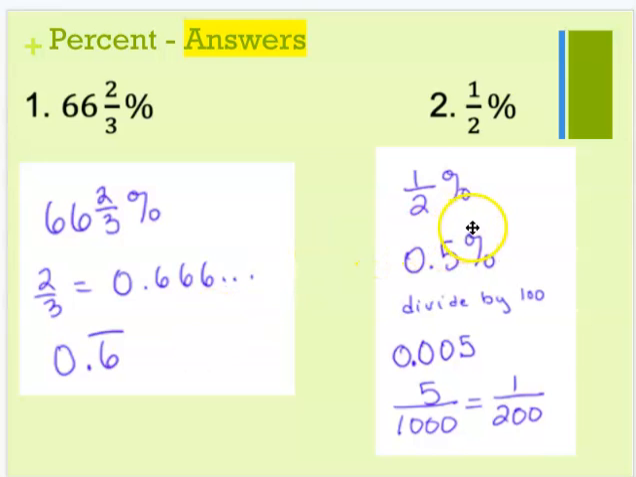With 1/2%, the first thing I did was write my 1/2 as 0.5 or 5/10. Then I knew to make it a decimal, I have to divide it by 100. So I move my decimal point 2 to the left, which gives me 5 thousandths. Then I can write, here's my decimal, and here's my fraction. 5 over 1,000 simplifies to 1 over 200. So sometimes you have to use some prior knowledge and some thinking to make sure you're converting it correctly.